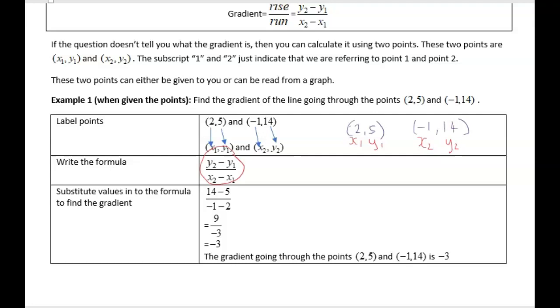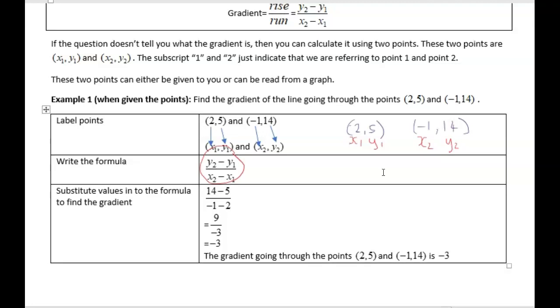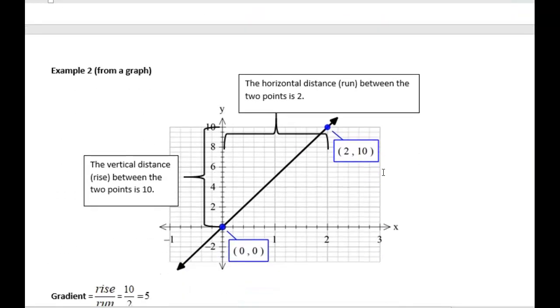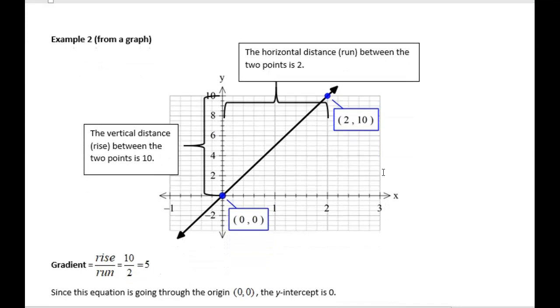All right, looking at the next example. Okay, so we can also do it from a graph. Here we've got 2 points. So you could use your formula if you liked, or you can just count them.